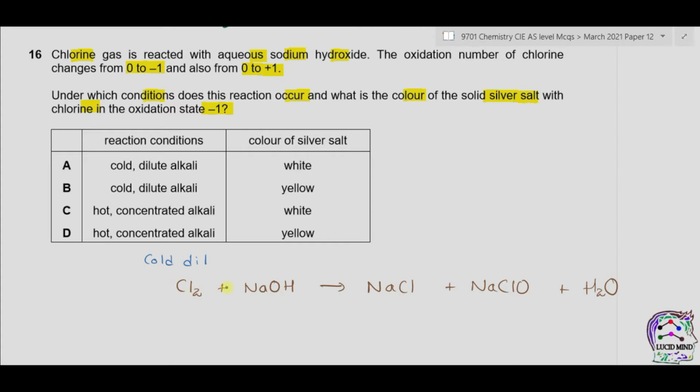Now the second reaction of chlorine is with hot concentrated alkali. Cl2 plus sodium hydroxide will form sodium chloride, NaCl, NaClO3 along with water. The oxidation state of chlorine in molecular form is 0. In NaCl it is -1. Let's find the oxidation state of chlorine in NaClO and NaClO3.